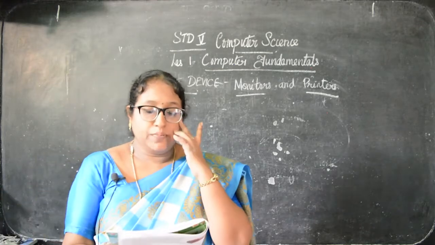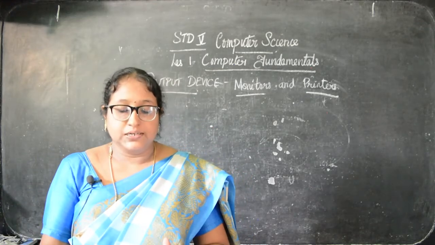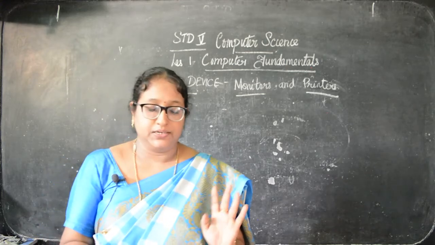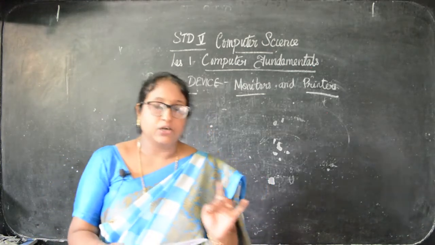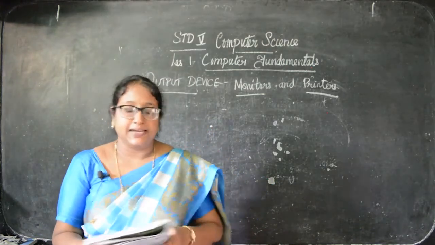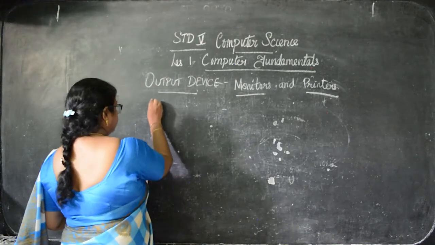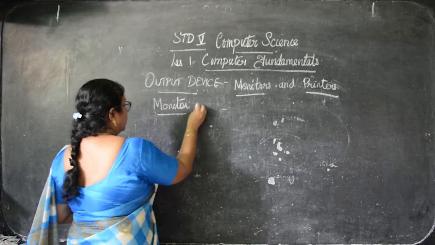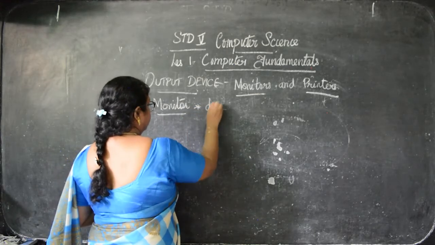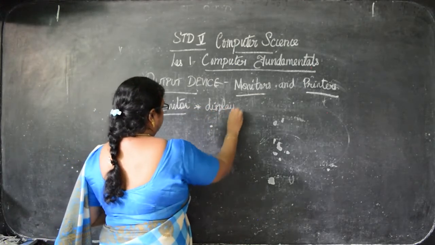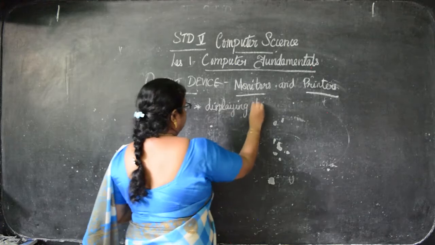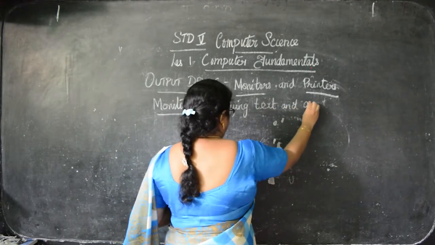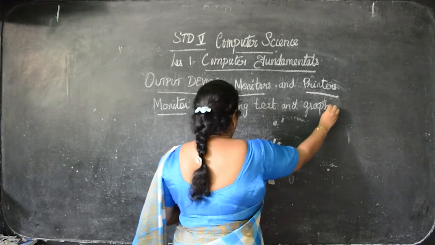A monitor is a commonly used output device for displaying text and graphics that is generated by a computer. That is, commonly used for displaying, that is showing, text and graphics. First we are seeing about the monitor now. Displaying text and graphics in a computer. Okay, children, text and graphics.